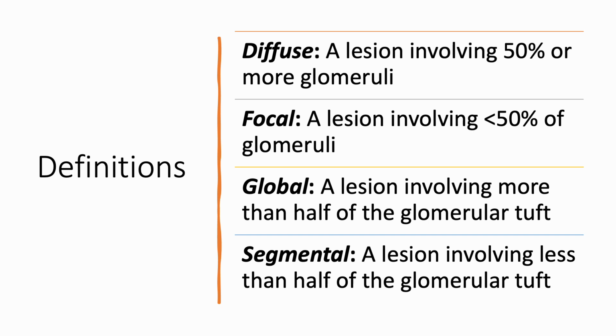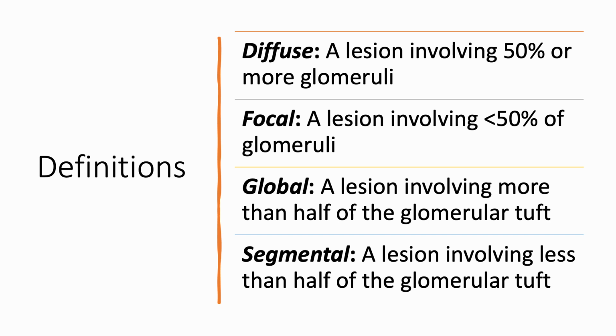When we're looking at a single glomerulus, if the lesion involves more than half of the glomerular tuft, the capillary loops inside the glomerulus, then we call it global. If it involves less than half, meaning a segment of the glomerular tuft, we call it segmental. So when we say that the lesion is focal and global, focal means it involves less than 50% of the glomeruli, but the glomeruli that are involved have more than 50% involvement because they're global.